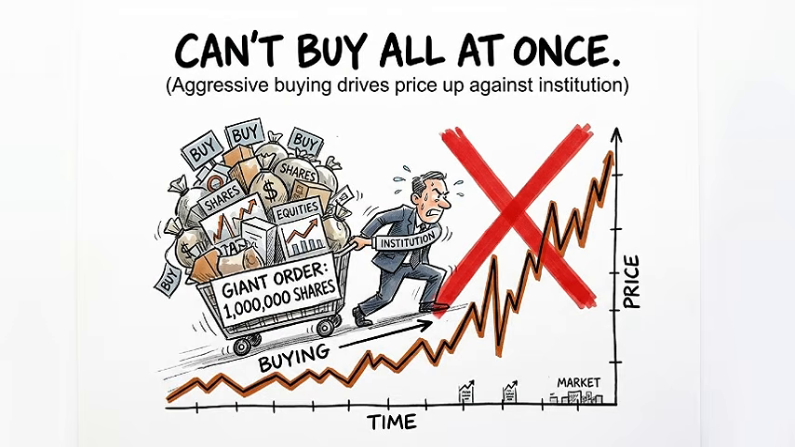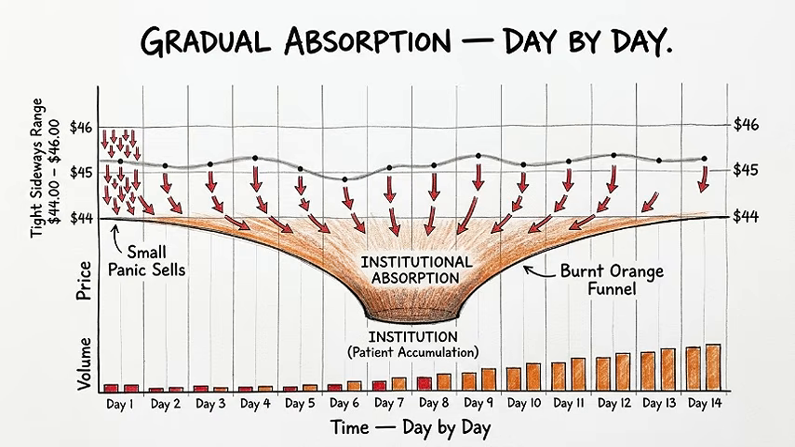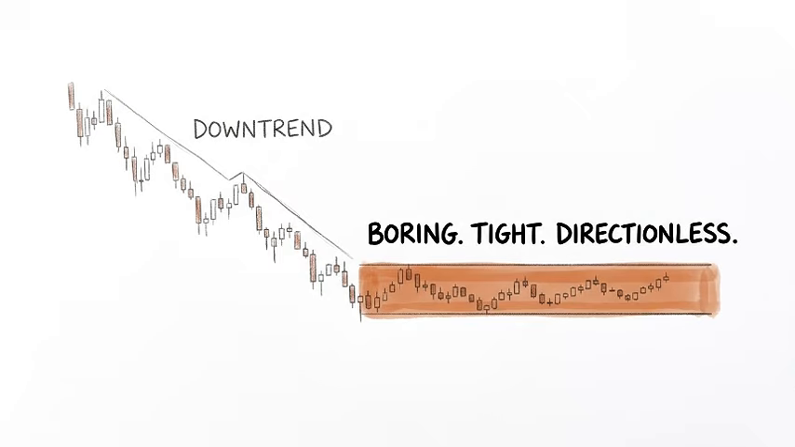They cannot buy everything at once because their order sizes are enormous. If they bought aggressively in a thin market, they would push price against themselves before they finish building their position. So they buy gradually, day after day, absorbing retail's panic selling within a tight sideways range. What does this look like on your chart? A boring, tight, directionless range after a prolonged decline.